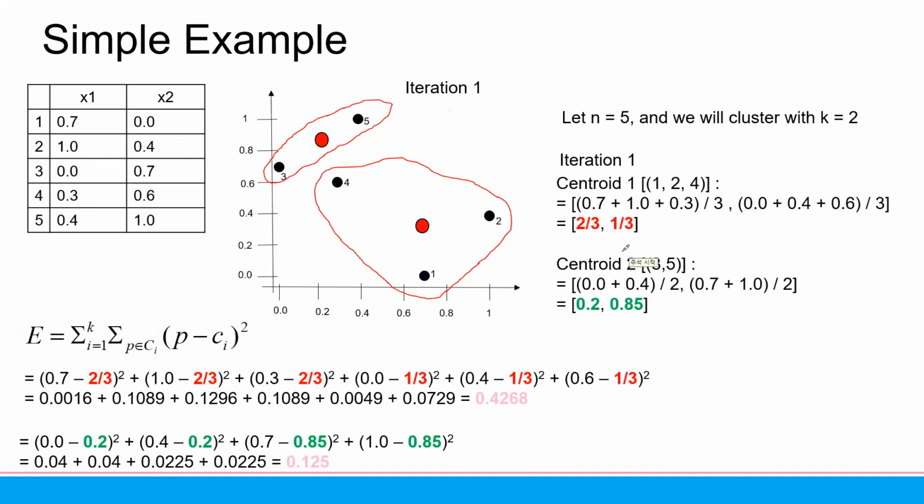The same. We have 0 minus 1/3. 1/3 is the center. 0.4 minus 1/3. 1/3 is the center. 0.6 minus 1/3. 1/3 is the center. So we square them, and we will get the result. This one, 0.4268. Oh, why is the color here? Okay, anyway.